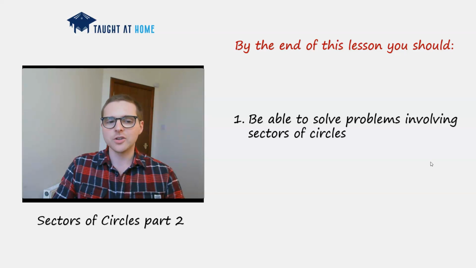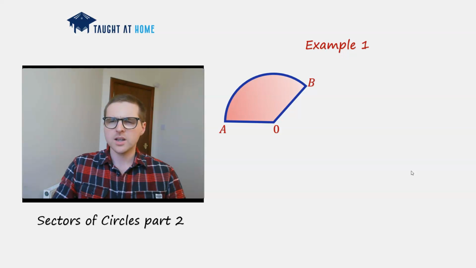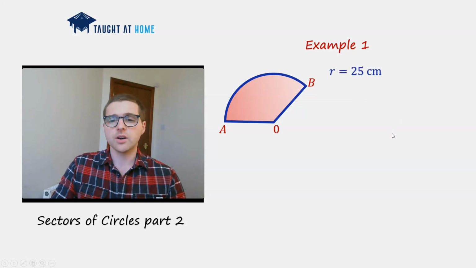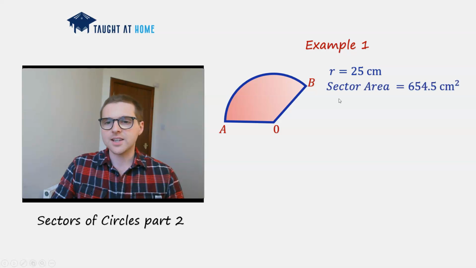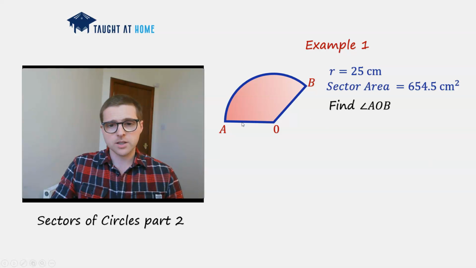Let's go and have a look at some problems involving sectors of circles. So in example 1, we've got a sector of a circle with AOB, and we're told that the radius is 25 centimeters and the sector area is 654.5 square centimeters. And this time we're asked to find the angle between AOB.